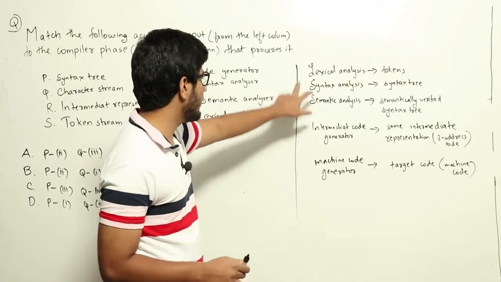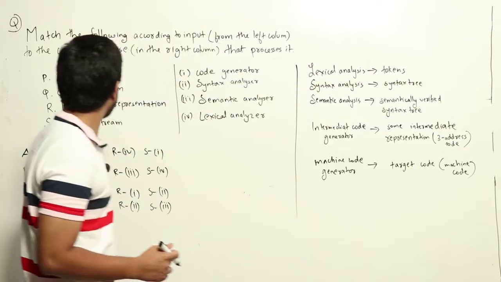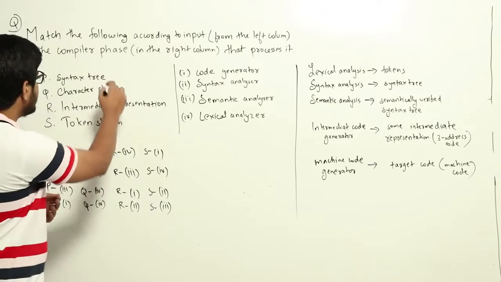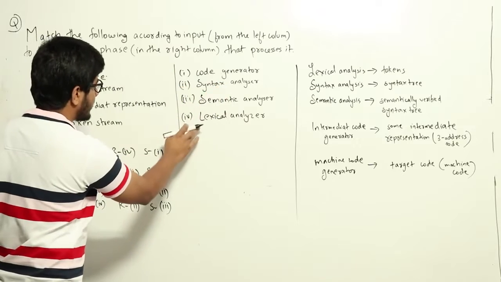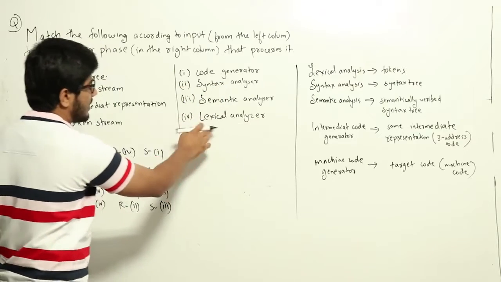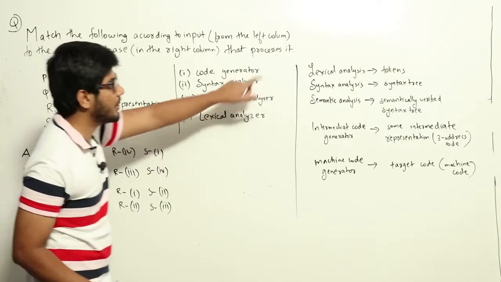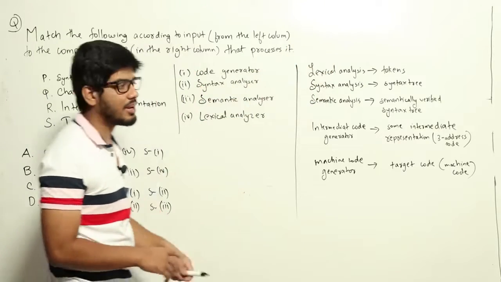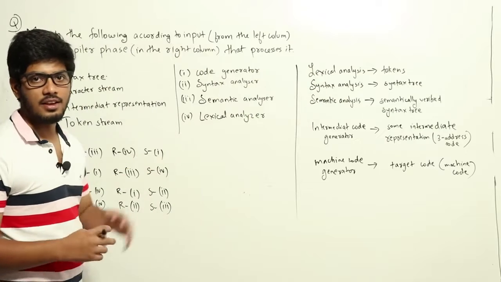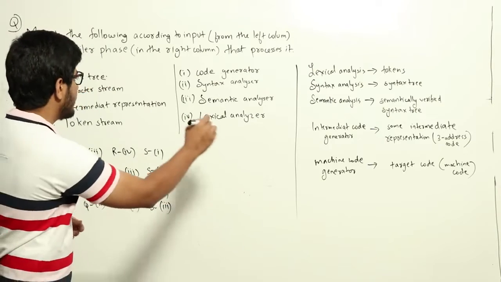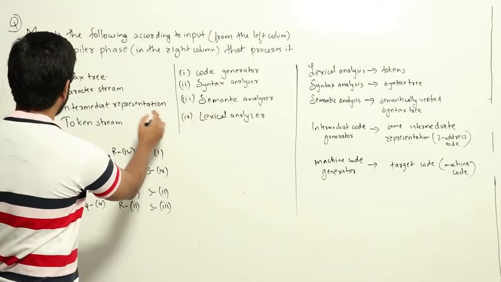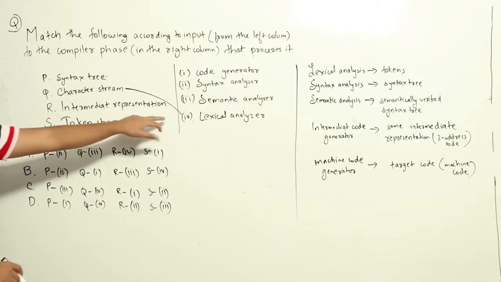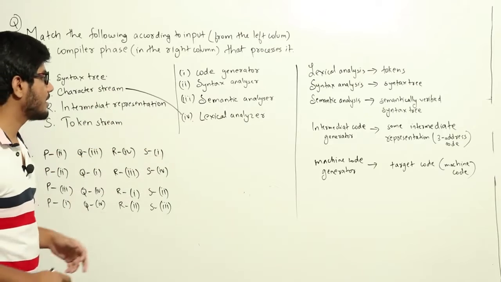So based on this info we'll look at the options. So P is syntax tree. Now we'll take the right side first. Take lexical analyzer. What is the input to the lexical analyzer? If you look at the stages, the lexical analysis stage will take the program as input. Now a program is nothing but a stream of characters. So the input to this phase would be a character stream.